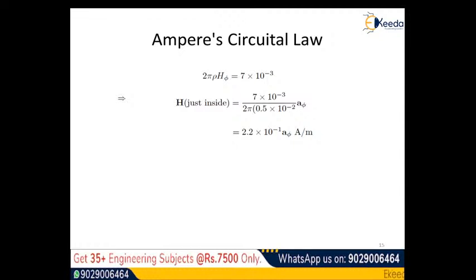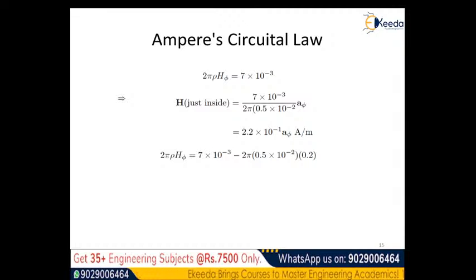This was the case as rho is equal to the same location, 0.5 centimeter. We have to tally both the conditions here. This was for just inside the current component. The second is just outside the current sheet, again at the location rho is equal to 0.5 centimeter. The application of the Ampere circuital law gives you the expression 2 pi rho H phi is equal to 7 into 10 raised to the power minus 3 minus, from the current sheet, 2 pi multiplied by 0.5 into 10 raised to the power minus 2 multiplied by 0.2.